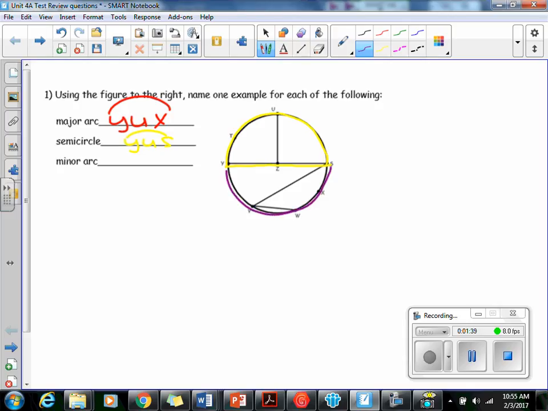You can call that arc YVS, arc YWS, you can also call it YXS, or you can say it in reverse. You could call it SVY, SWY, SXY. Either of those would be acceptable.